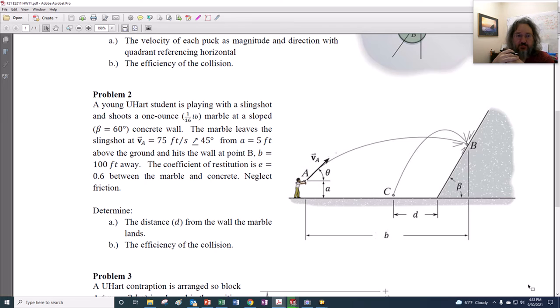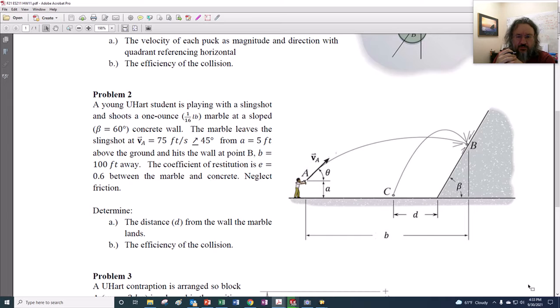Got another dynamics problem for homework 11's problem 2. And we have this young man. He is playing with a slingshot and he's shooting a 1 ounce marble, which is 1/16 of a pound, by the way, for us older folks. We remember what ounces were. For those who use SI primarily, it's like, what's an ounce? Like 1/16 of a pound.